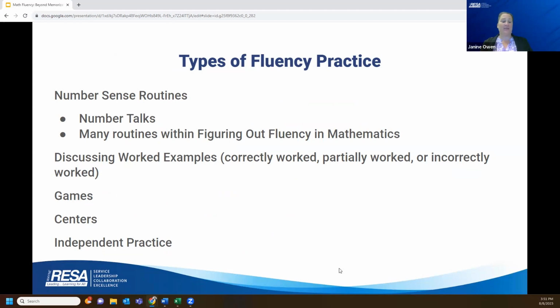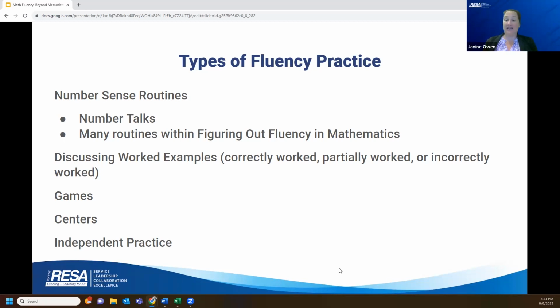And so, types of fluency practice. We have mentioned the number sense routines, which are number talks that we have seen video examples of today, but there are also many other routines that you can do with students that will build that procedural fluency. And books like Figuring Out Fluency in Mathematics. We also have a companion book that is called Math Fact Fluency. And this also has a lot of different routines that you can just do daily and that are short little exercises to do with students to help them build that procedural fluency.